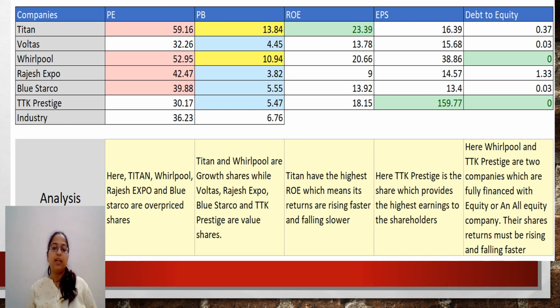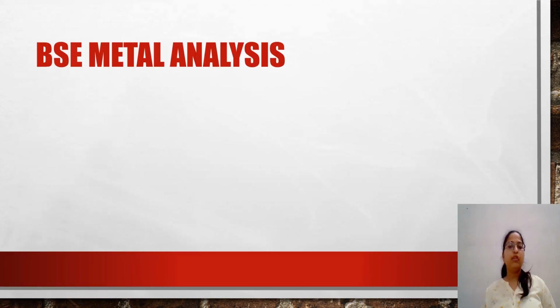Titan has the highest ROE, which means its returns must be rising faster and falling slower. TTK Prestige provides the highest earnings to its shareholders, while Whirlpool and TTK Prestige are also companies which have zero debt to equity, that is, all equity companies, and their shares must be rising faster and falling faster. Next, we see the analysis of metal.